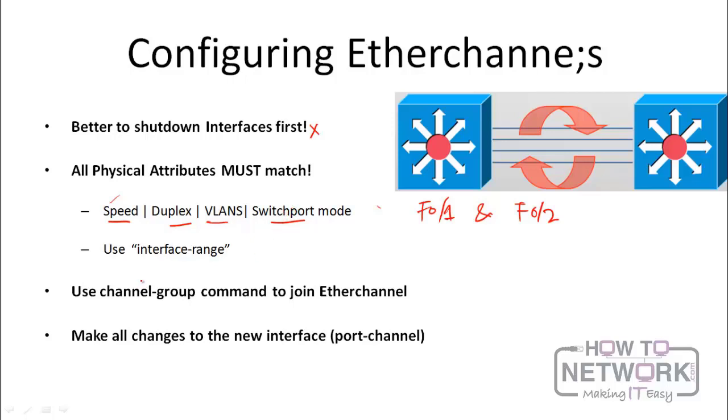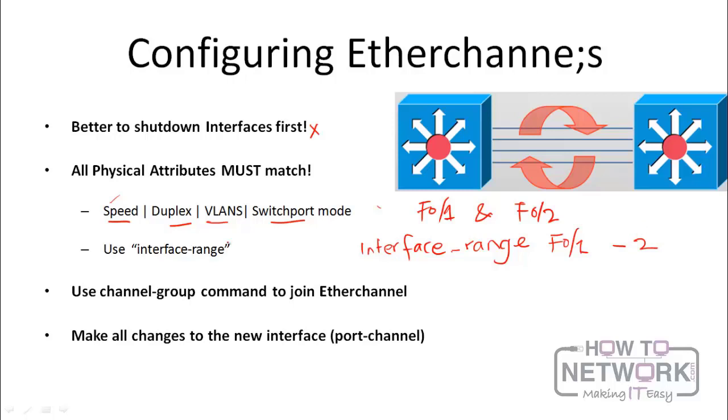In fact, I would advise that you use what is called the interface range command to configure. The way interface range works is that you use interface range and you say something like FastEthernet 0/1, leave a space, put a dash, and go to 2. So it's going to configure both interfaces at the same time instead of configuring them individually. And this way you can make sure that the configuration matches on the interfaces.